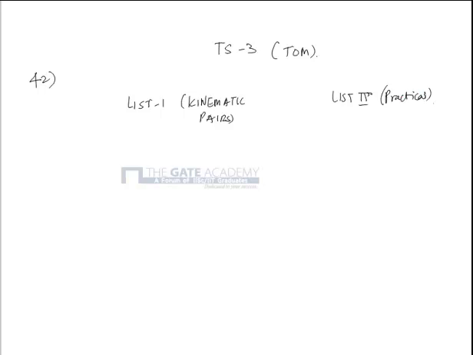Let's discuss the question number 42 from test 3, and the topic is theory of machines. So this is one of the match the following questions. List 1 is given where you have the kinematic pairs, and list 2 is sort of an application of these, or the practical examples of these pairs. So let's just draw what is given in list 2, and then we can map it.